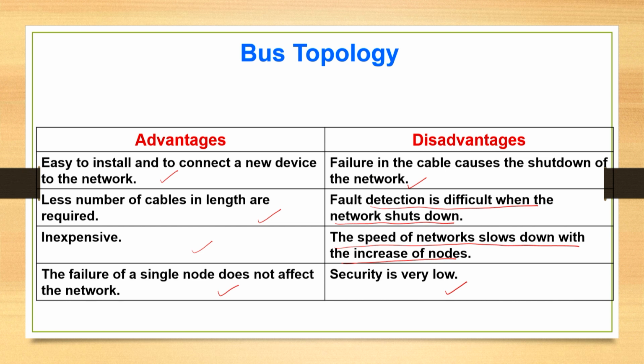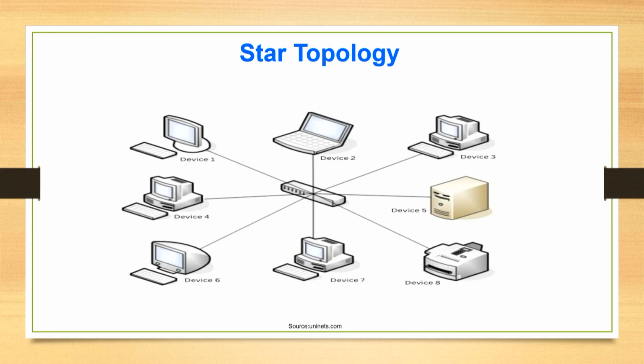So, this is all about the bus topology. Next, we will go for star topology. From the diagram, you see there is a central hub and all these devices are connected to each other through this hub. So, that is why it represents what? It represents the star-like structure. That is why its name is star topology.